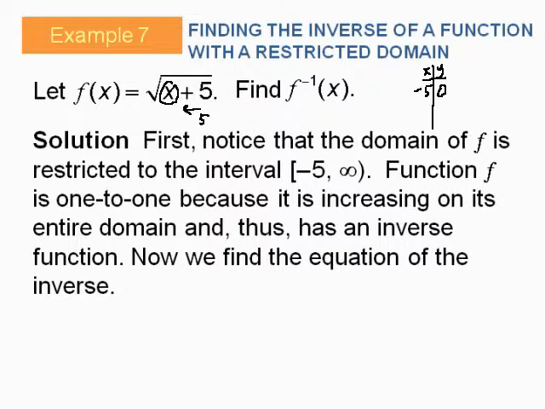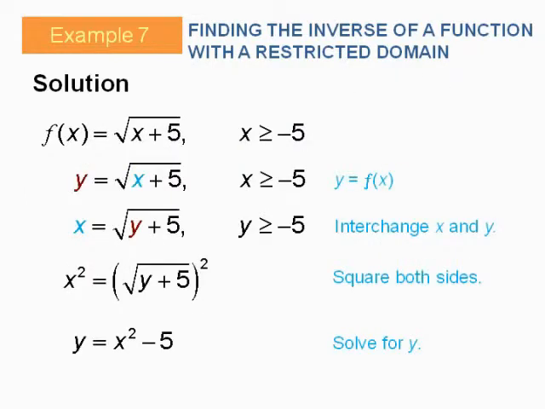All right. So since this function is one-to-one, it's going to be increasing on its entire domain. It will have an inverse, and we'll go ahead and find it. So here we go again with our steps. We're going to change f of x to y. And notice here we have to be careful: x has to be greater than or equal to -5. When we interchange them, notice now y must be greater than or equal to -5.